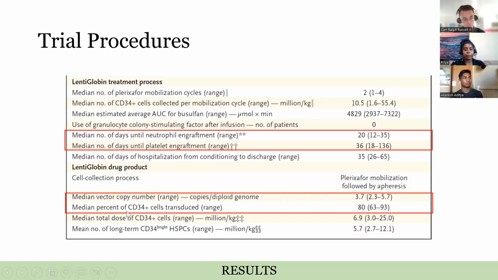And then the percent of these stem cells that are transduced, which I mentioned earlier you need 30% of in order for it to be a cure. In this study, they had a median of 80%, which is amazing. And the lower end was 63%. So definitely effective, or you would expect to see efficacy at this point.